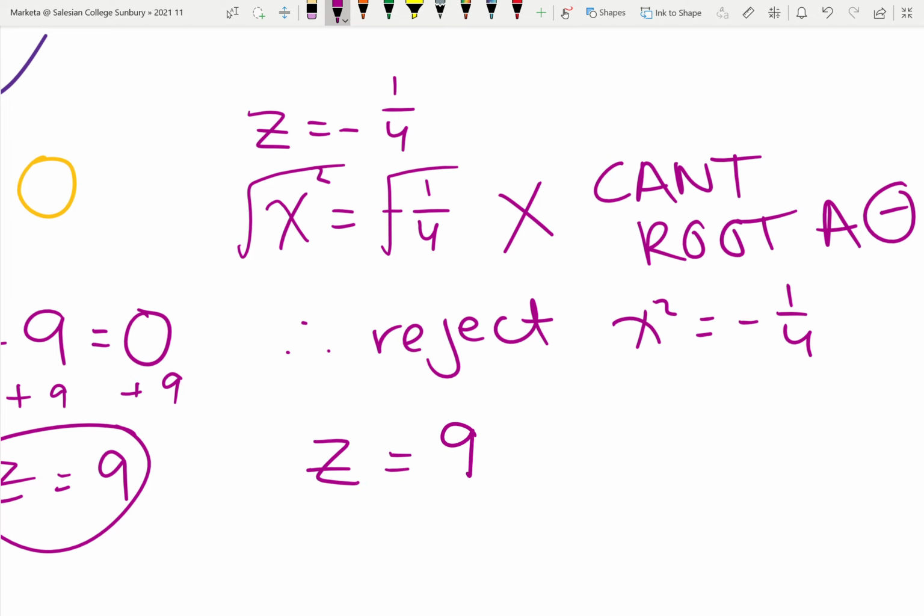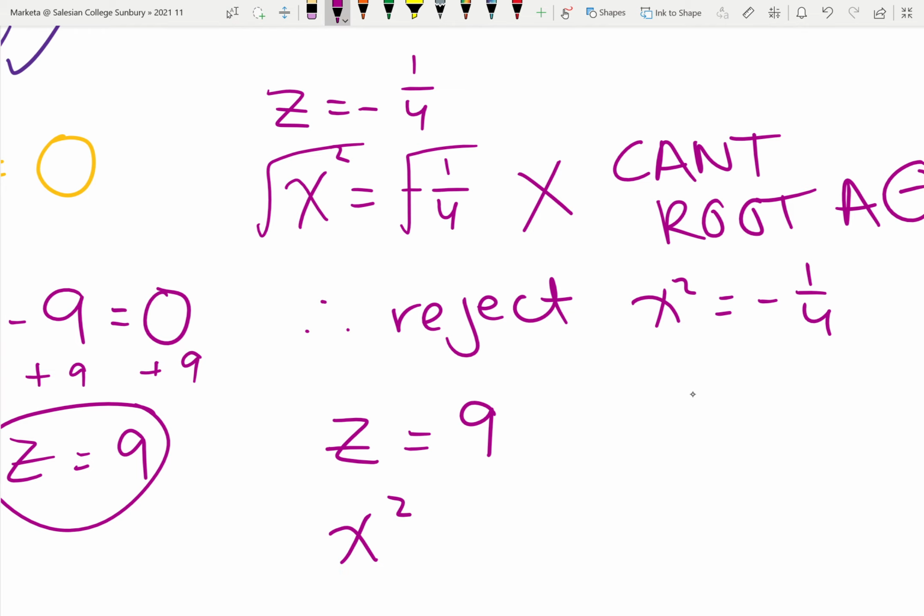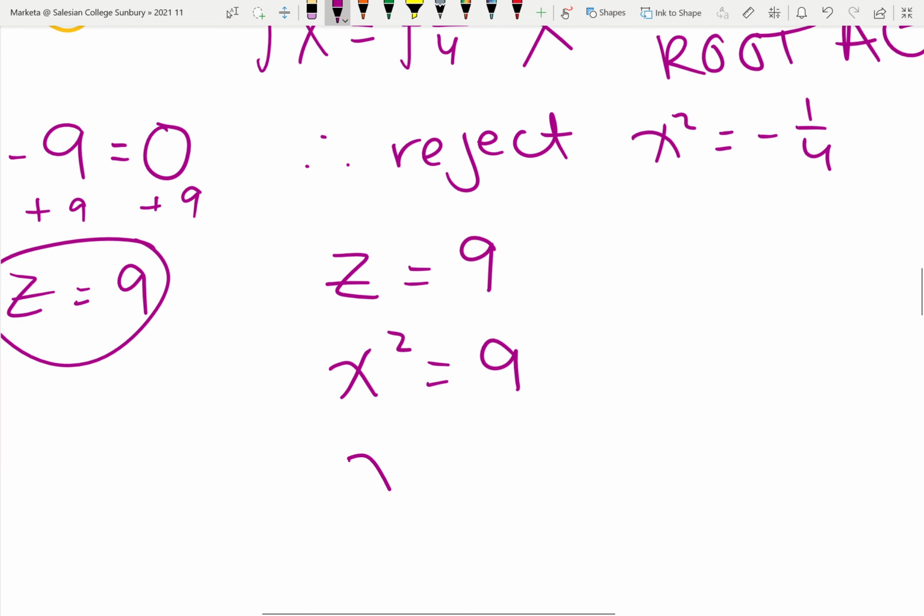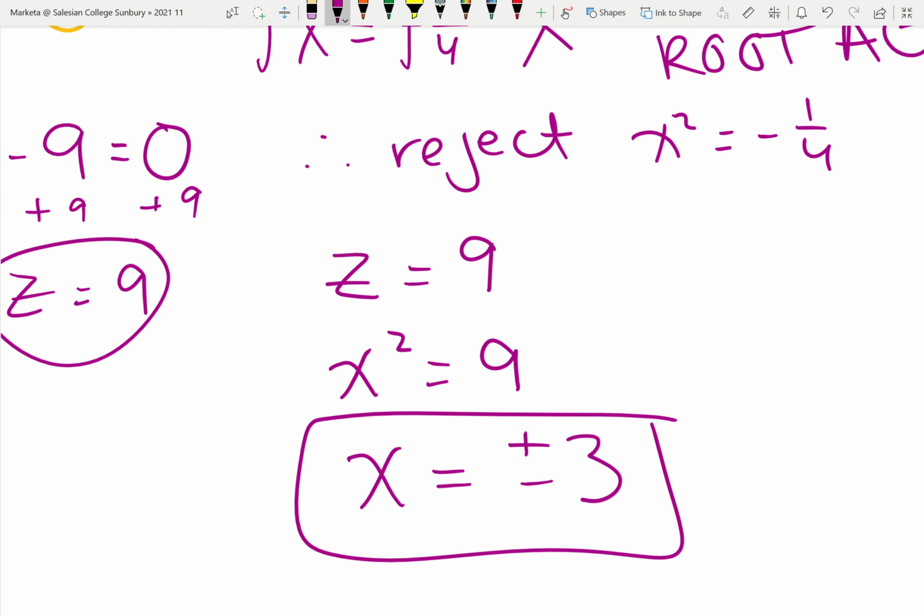However, if z equals 9, then we can say x squared equals 9, and then x will equal plus or minus 3. And that is a solution we can have. So our answer for that is x equals positive or negative 3. And that is the end of the examples.